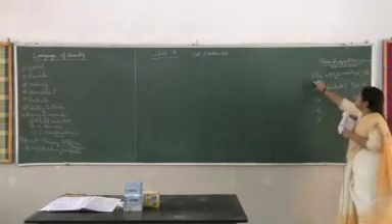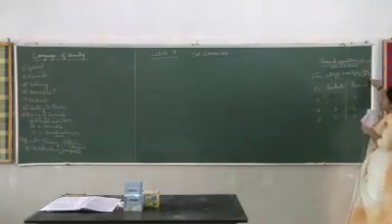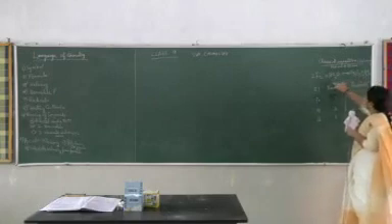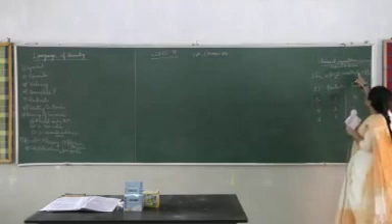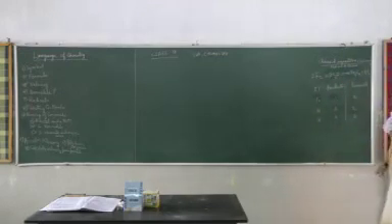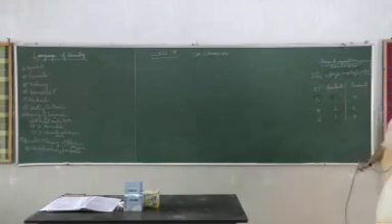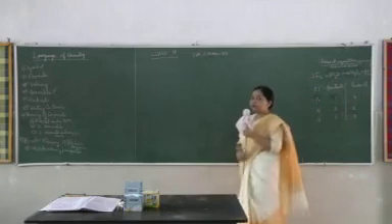Now you can see that the number of atoms on this side is equal to the number of atoms over here. That means the LHS is equal to the RHS: 2 Fe, 2 Fe, 3 oxygen, and 6 hydrogen, 6 hydrogen. This is called the hit and trial method. You have to practice, and only then will you be able to do this.